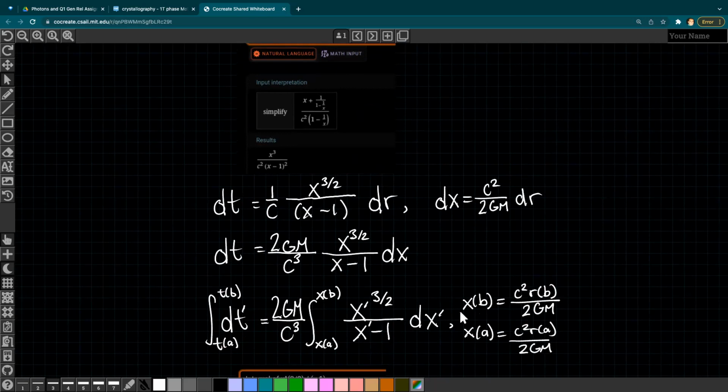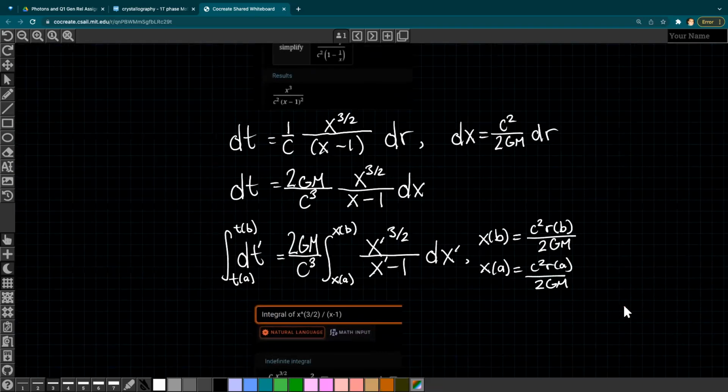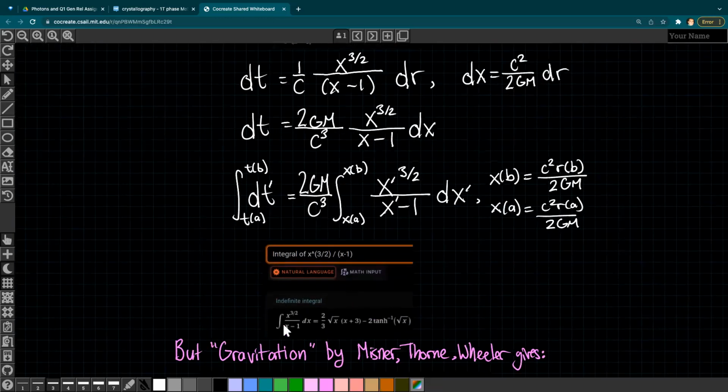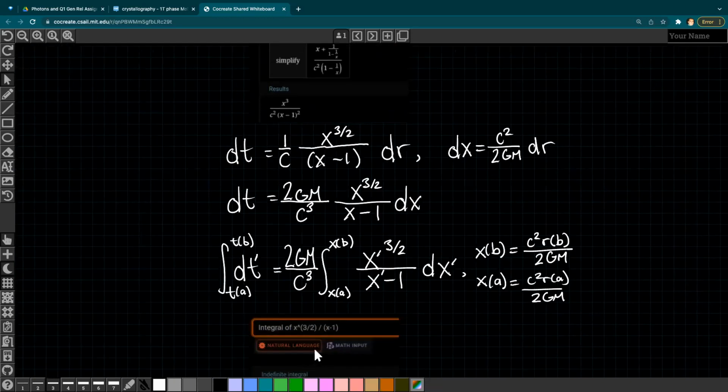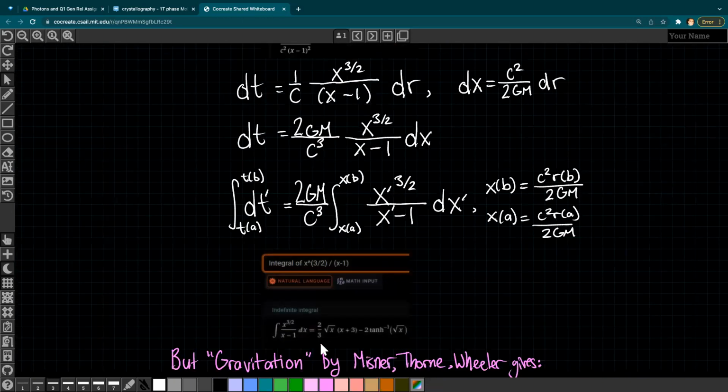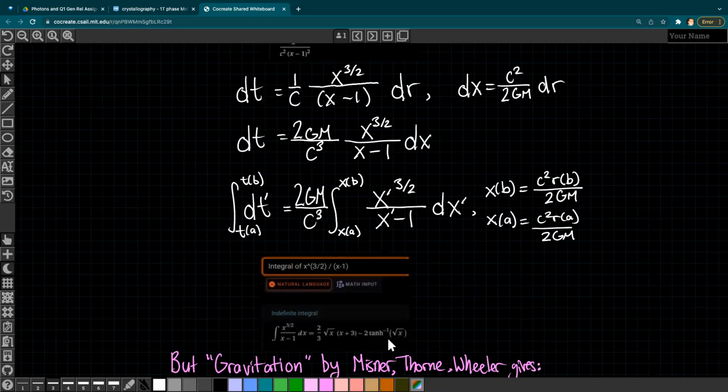And this integral there is quite complicated. It's x to the 3/2 over x minus 1. It looks very simple, but when you do the integral, the integral of x to the 3/2 over x minus 1 equals this complicated expression in terms of an inverse hyperbolic tangent: 2 over 3 times the square root of x times (x plus 3), minus 2 times the inverse hyperbolic tangent of the square root of x.